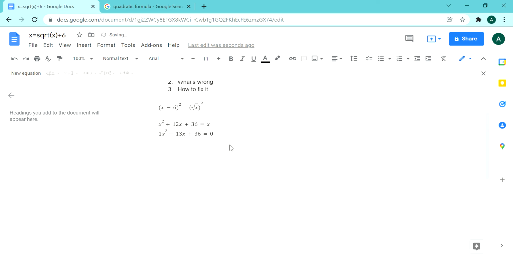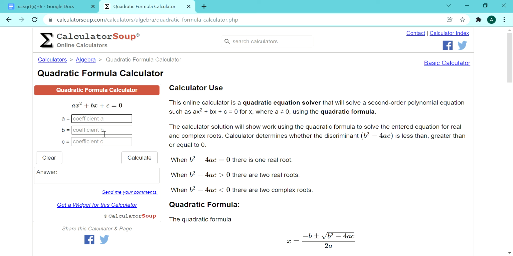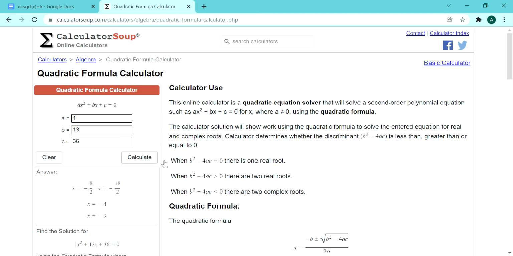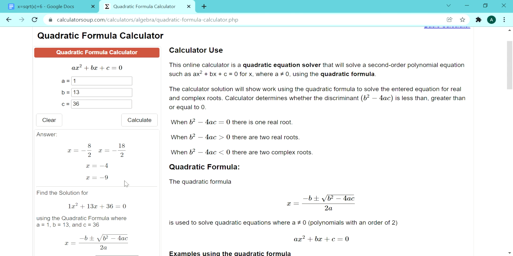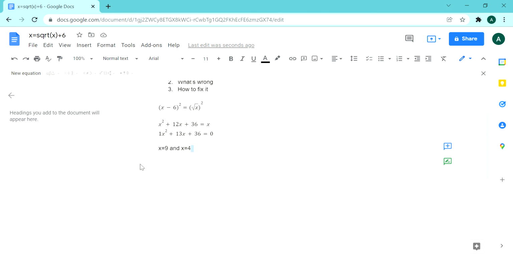If you take your quadratic and take b and c, you need two numbers that add up to 13 and multiply to 36. So you get two possibilities from the quadratic, x equals 9 and x equals 4. Here's actually a calculator, since I did the calculation wrong, I can show you that it's negative 4 and negative 9, but x has to be positive. So x is 9 and 4.